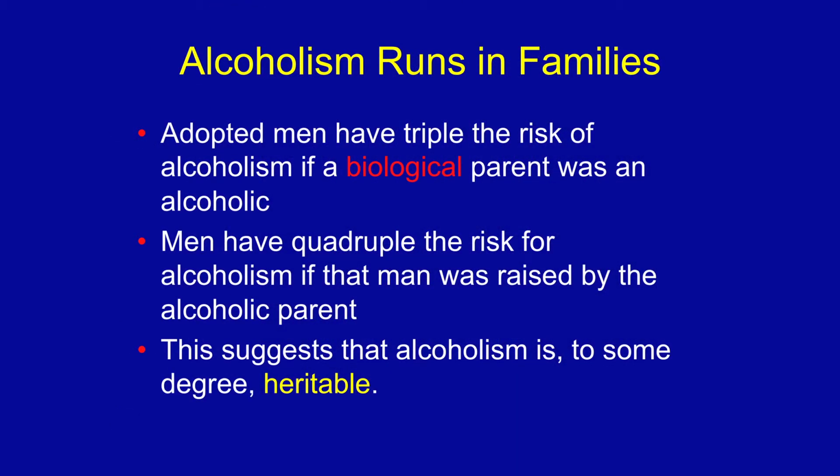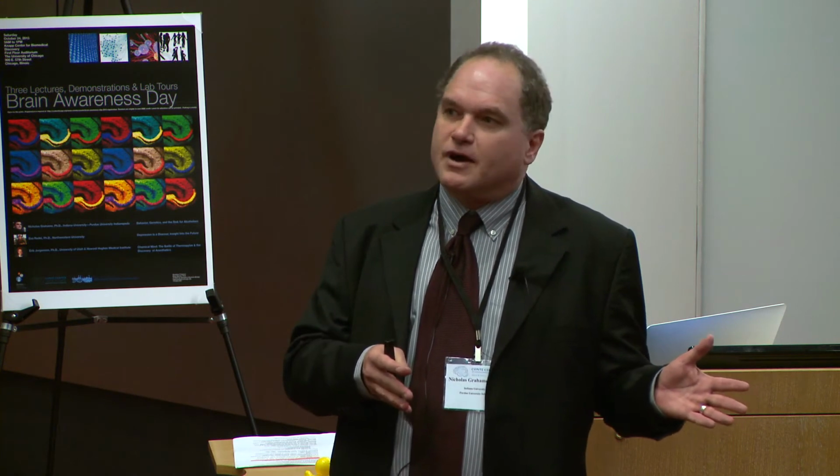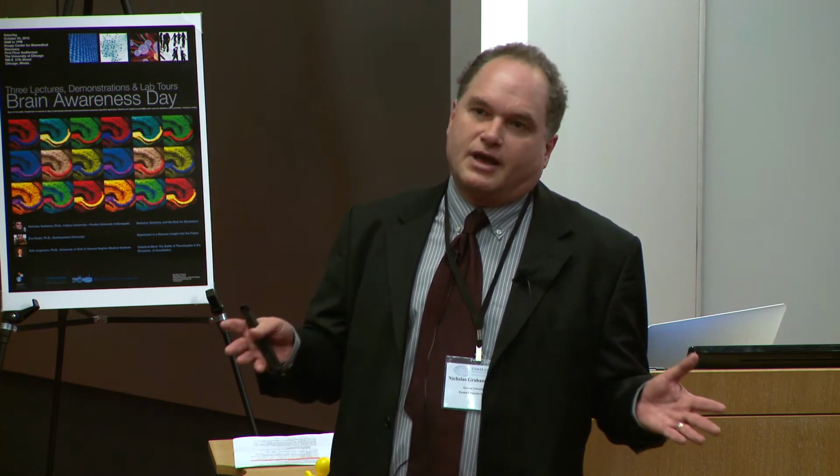So alcoholism runs in families, and this is perhaps not surprising. All of us to some degree might know of families who have problems with alcohol. But what's perhaps more interesting is that even if we take the child of someone who was an alcoholic and adopt them into a family where there are no alcoholics, there's still triple the risk for alcoholism compared to somebody who doesn't have a biological parent that drinks too much.